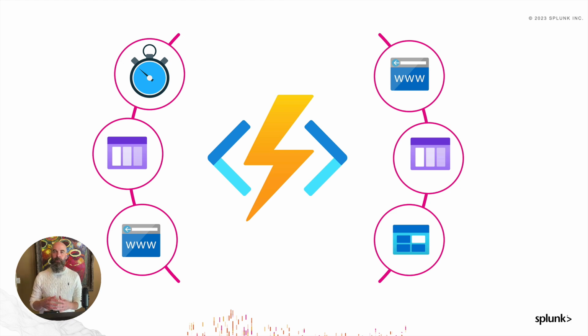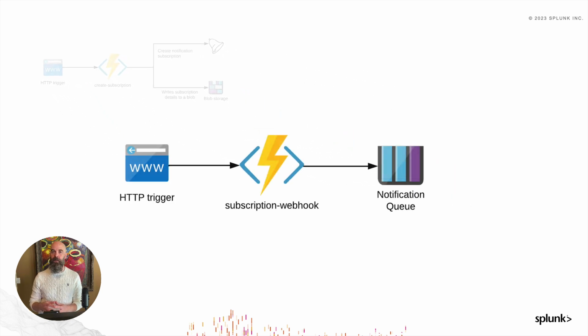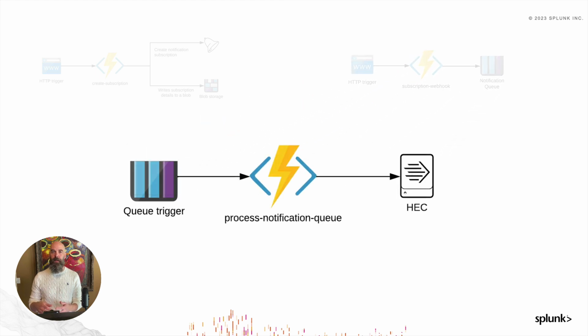Now to get the Microsoft Teams data, we have four main functions. The create subscription function sets up our change notification subscription, and the subscription webhook function implements the specialized webhook. Now when the webhook receives a notification, it drops the notification into a notification queue. And the process notification queue function is triggered when a notification arrives on the queue.